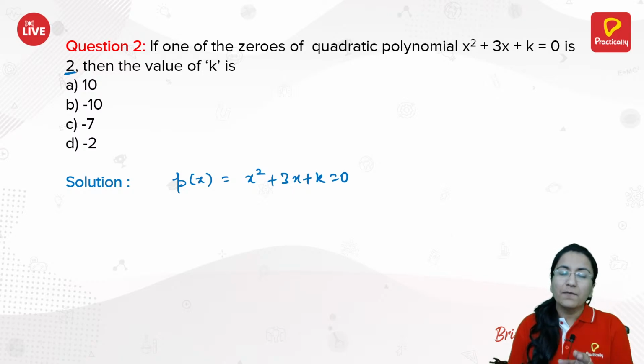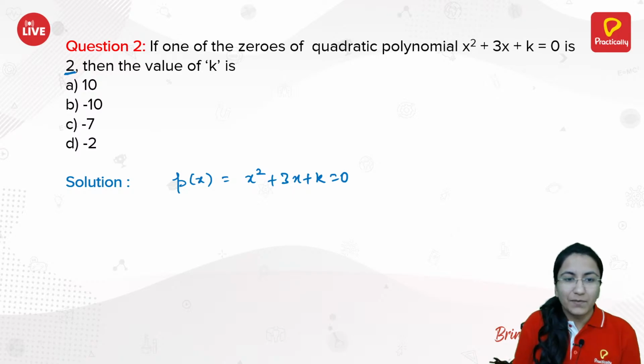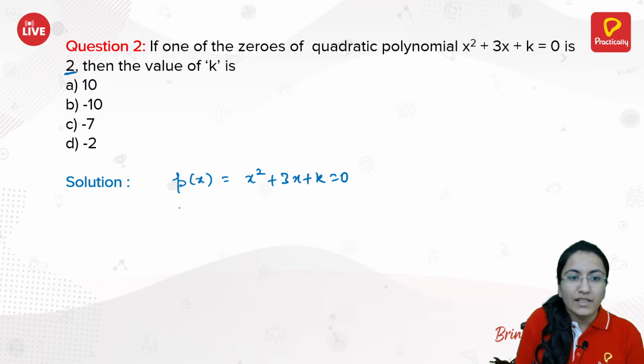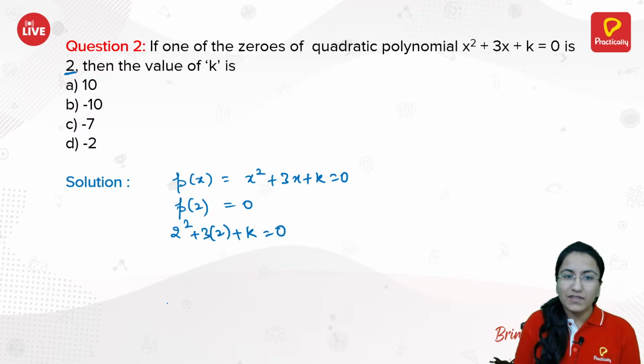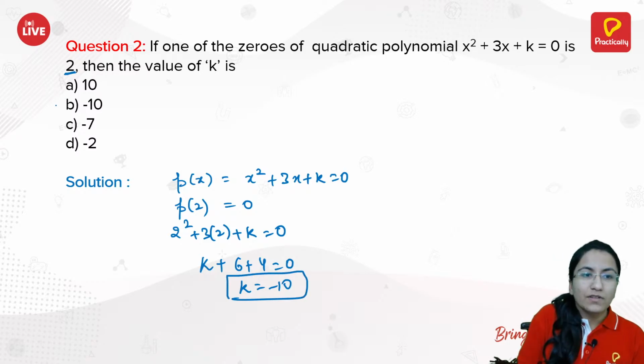That means if we put x equals 2 in this p of x, we will get p of 2 equals 0, right, because it is a zero of this polynomial. So 2 square plus 3 into 2 plus k is equal to 0. So you get k plus 6 plus 4 equals 0. So k equals minus 10. You got k equals minus 10.